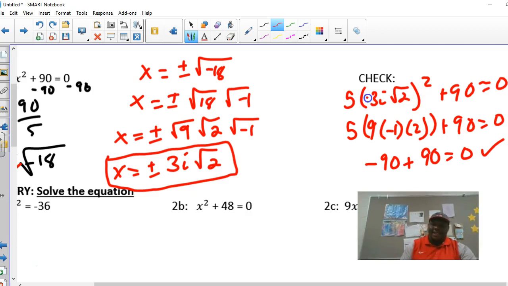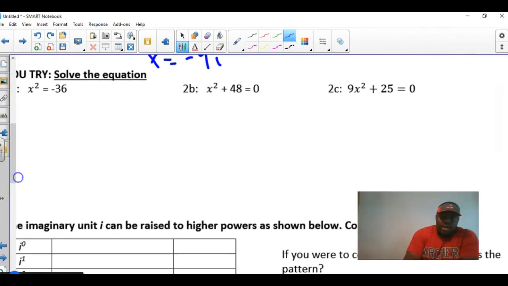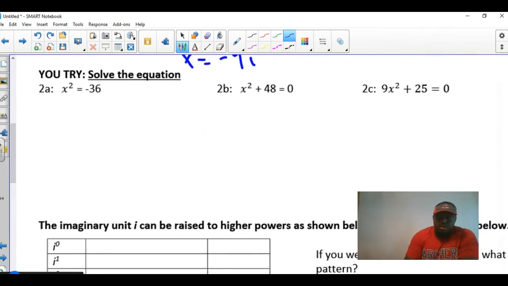Even if you made this negative, all right, you're going to get negative 3 squared is still 9. i squared is negative 1. And the square root of 2 squared is 2. 9 times negative 1 is negative 9. Negative 9 times 2 is negative 18. And negative 18 times 5 is negative 90. So we get back here again, guys. So this is check. Now again, there's a you try. All right. You practice those, and then you just bring them to me, and we'll go over them in class.